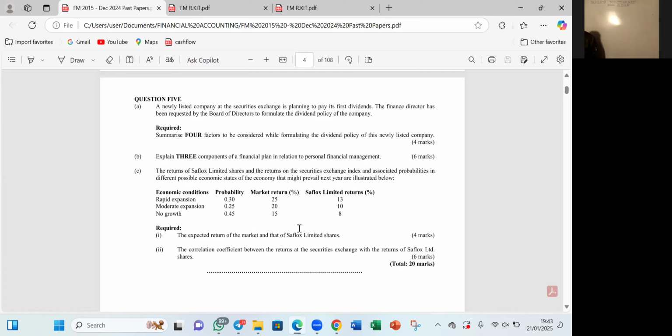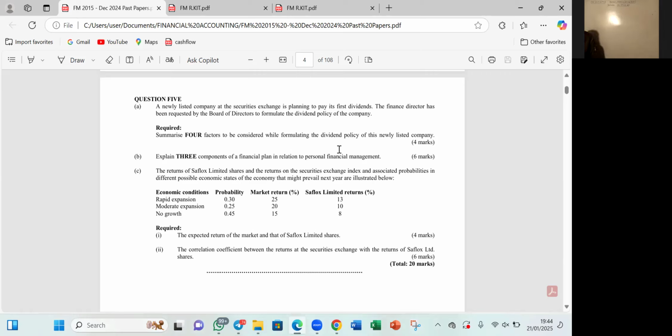So we have the economic condition, we have the rapid expansion, moderate expansion, and then where we have no growth, we have their probabilities, we have their market return, and we have the Suffolk Limited return. So required: the expected return of the market and that of Suffolk. You need to compute the return of the market and that one of the Suffolk Limited. Number 2, correlation coefficient between the return of the security exchange with that of the Suffolk. So come out, you don't have that question, you screenshot, but I have shared the PDF with you.